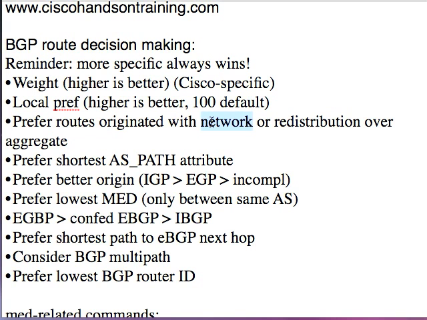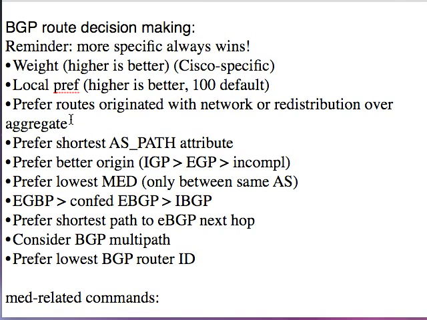You prefer a route originated with a network statement over a route that is redistributed or aggregated. If that's equal, then you prefer the shortest autonomous system path attribute. And this is really where most of the BGP routing in the internet is done. You basically, by default, pick the shortest path, the shortest number of autonomous systems between you and the destination.